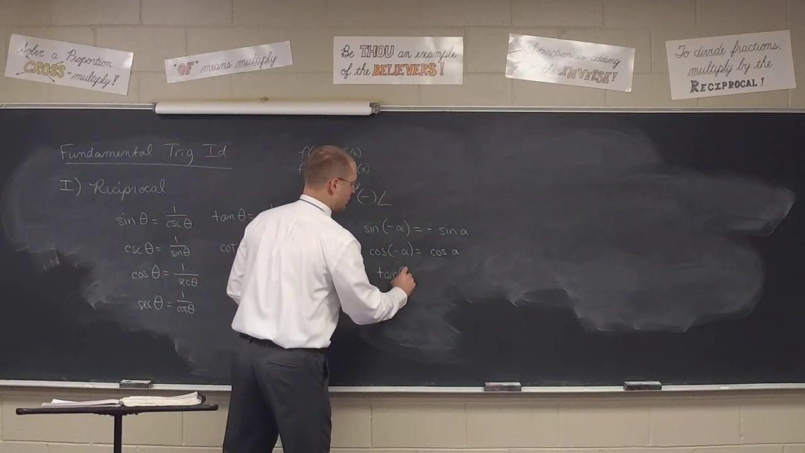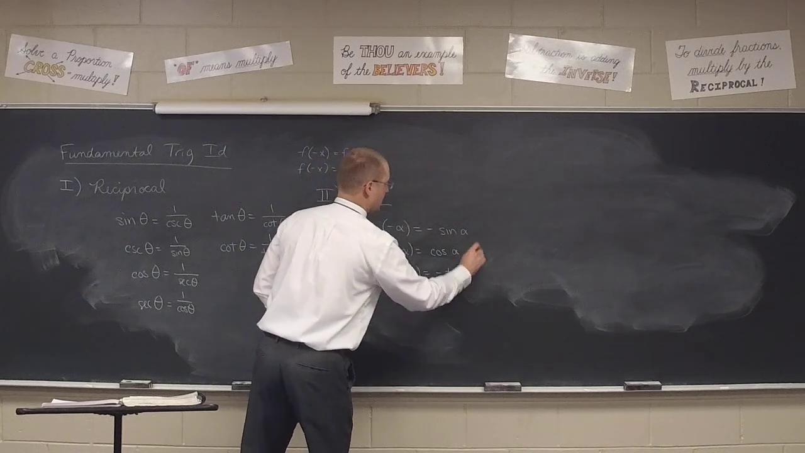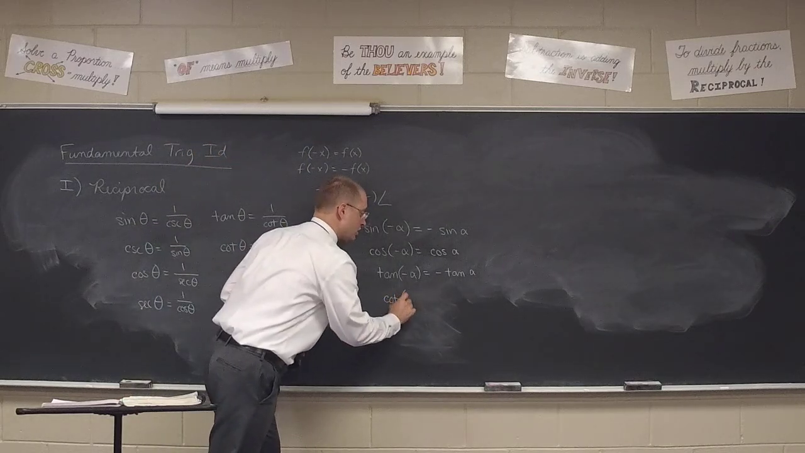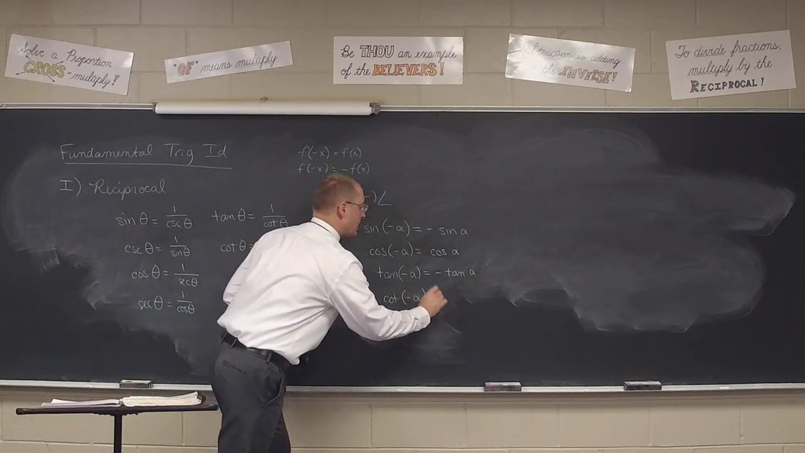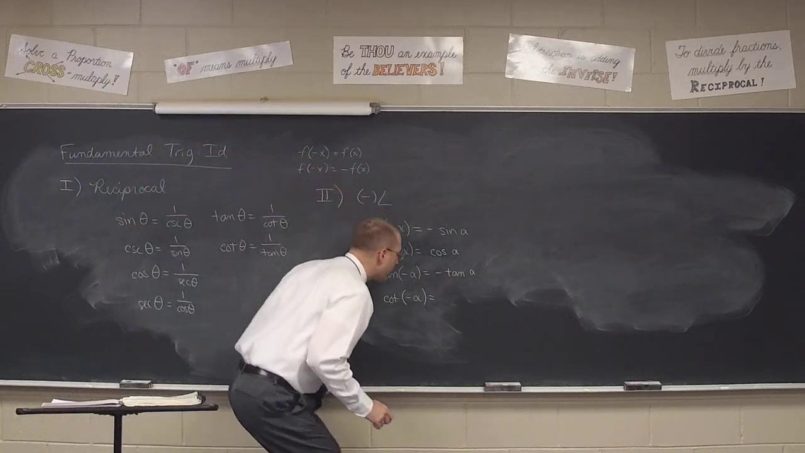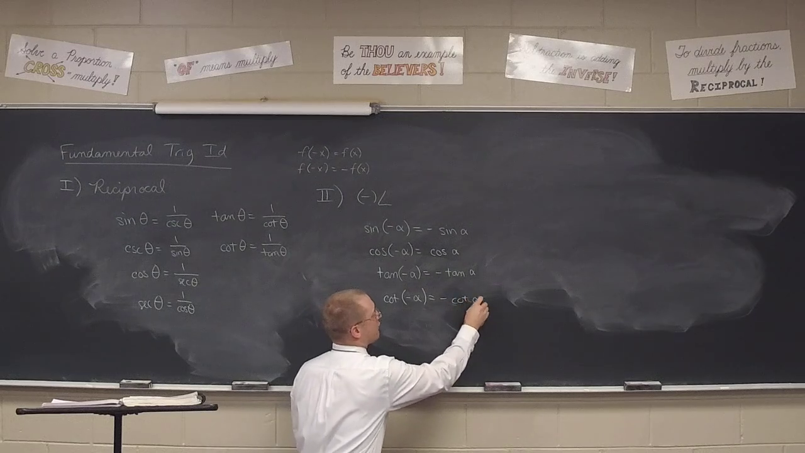Tangent is also odd. So tangent of negative alpha must equal the negative tangent of alpha. Cotangent is also odd. So cotangent of negative alpha must equal negative cotangent of alpha, because it's odd.